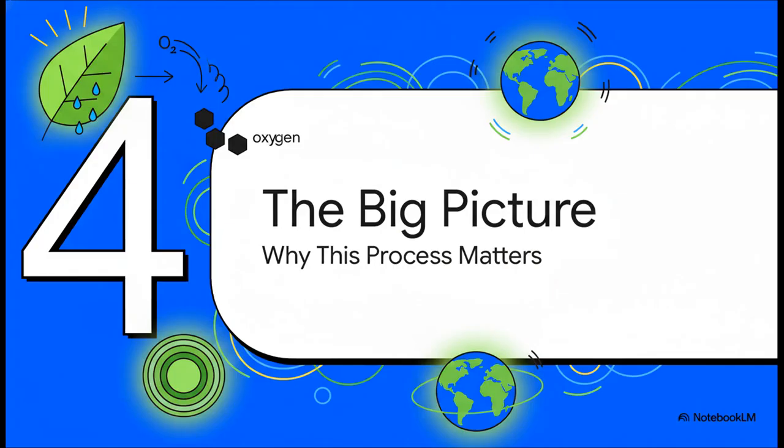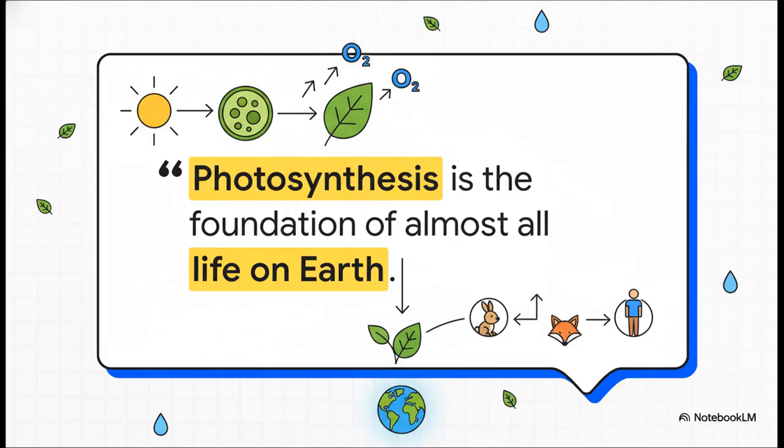Okay, we've covered the equation, the limiting factors, and what happens to the glucose. We've got the details down. But let's just zoom out for a second. Why does this one chemical reaction happening inside a tiny leaf matter so much? This quote really just says it all, doesn't it?